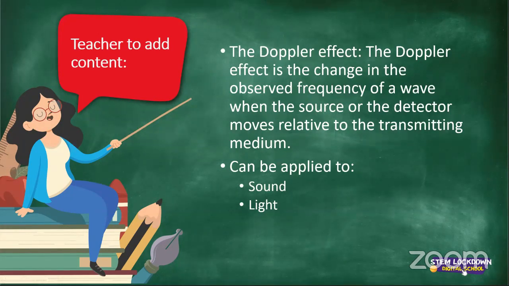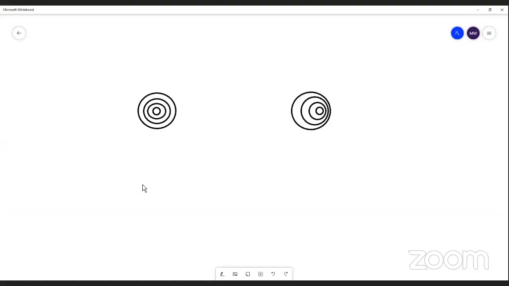So I'm first going to explain that using my whiteboard. In front of you, there are these little circles. What I was trying to show you is this is your source, let's say this red dot over here. And the source is standing still, so not moving.